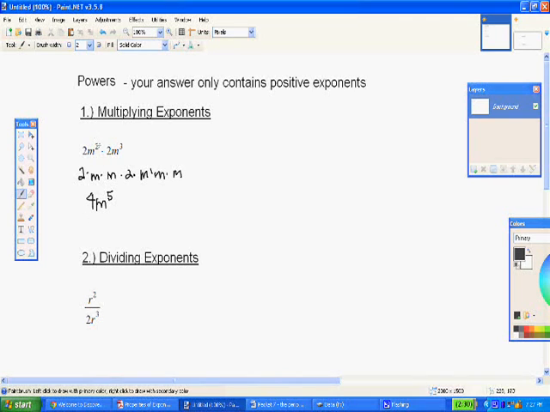So basically the general rule is to take the two exponents that you see and add them together. So 2 plus 3 equals 5, which is the same thing that we got right here, and that's the shortcut. So the trick is when you have the same base to add the exponents when you multiply.